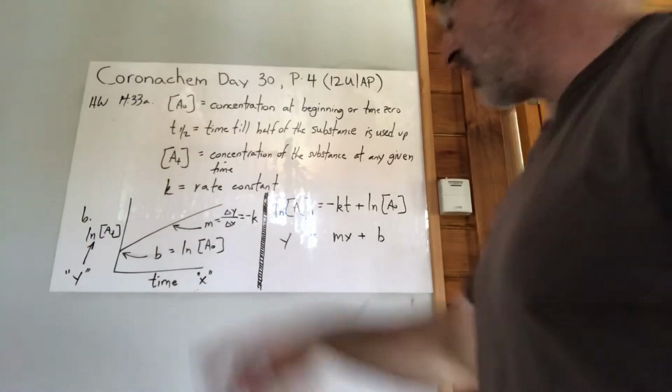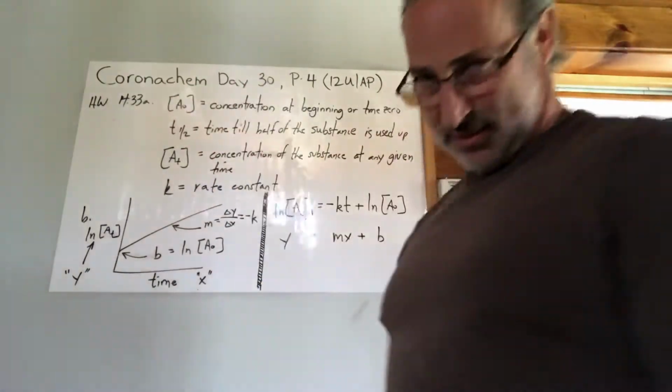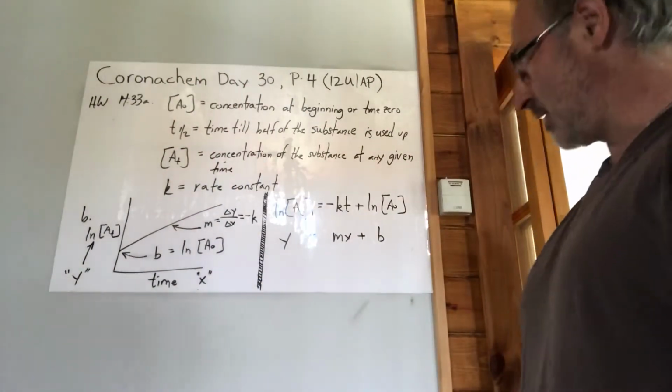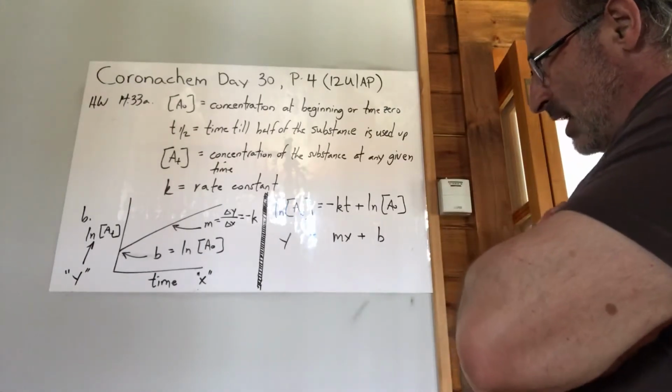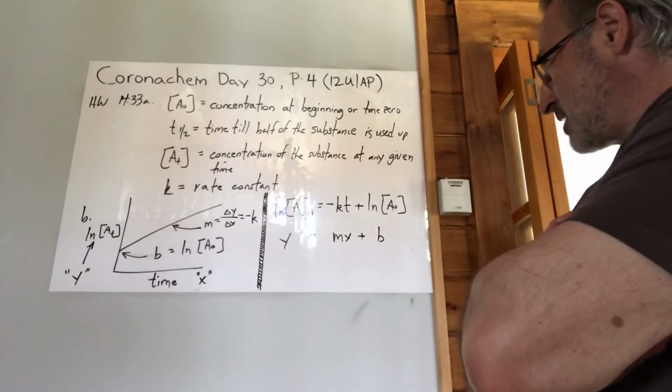I'm noticing now that the book puts the naught symbol on the outside. I don't think it's a big difference. You can put it right next to the letter either way. So concentration at the beginning, or time 0, is a naught. T 1/2 is equal to time till half of the substance is used up.